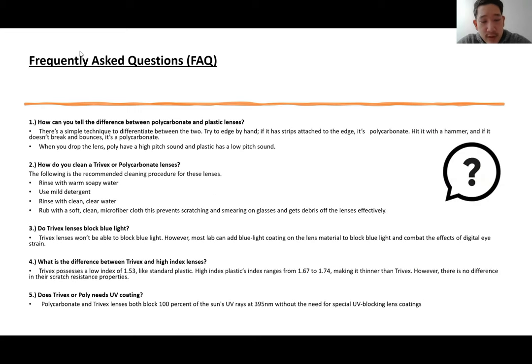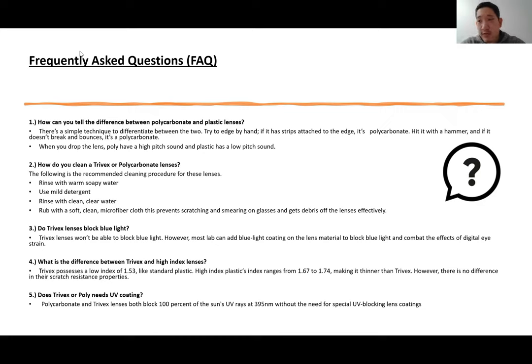Okay, so I have two more slides remaining. Some frequently asked questions from our patients and customers regarding polycarbonate lens and Trivex. I hope I can answer everything, but anyway, here are some frequently asked questions. The first one: how can you tell the difference between a polycarbonate lens and a Trivex lens? There's a simple technique to differentiate between the two.